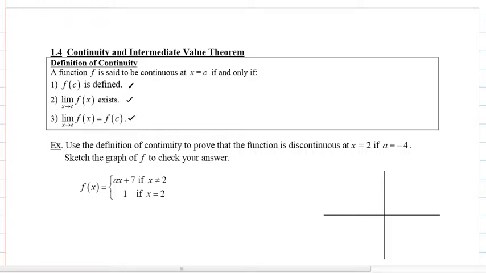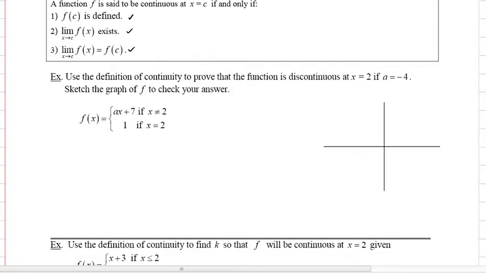Now we're going to go ahead and apply the definition of continuity to the first example. The first example says use the definition, which is right above there, to prove that the function is discontinuous at x equals 2 if a is equal to negative 4. So let's rewrite this. We have a piecewise function: negative 4x plus 7 if x is not equal to 2, and 1 if x is equal to 2.